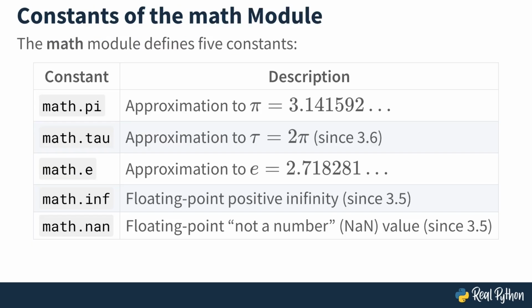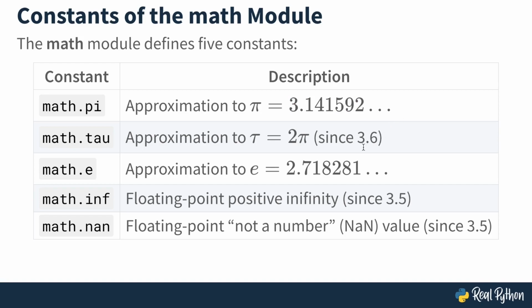The math module defines 5 constants. Perhaps the most famous constant in mathematics is pi. The symbol that's given to the numerical value of pi is the Greek letter pi. The value of pi is around 3.141592. It's an irrational number, and so the digits continue on forever with no predictable pattern. The value of pi is a sort of universal constant in the sense that if you take any circle and take its circumference and divide it by the diameter, you're always going to get the value of pi.